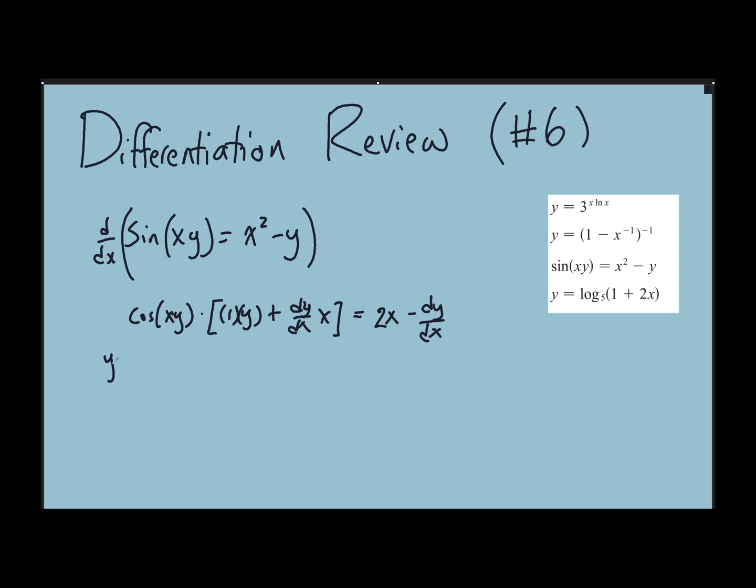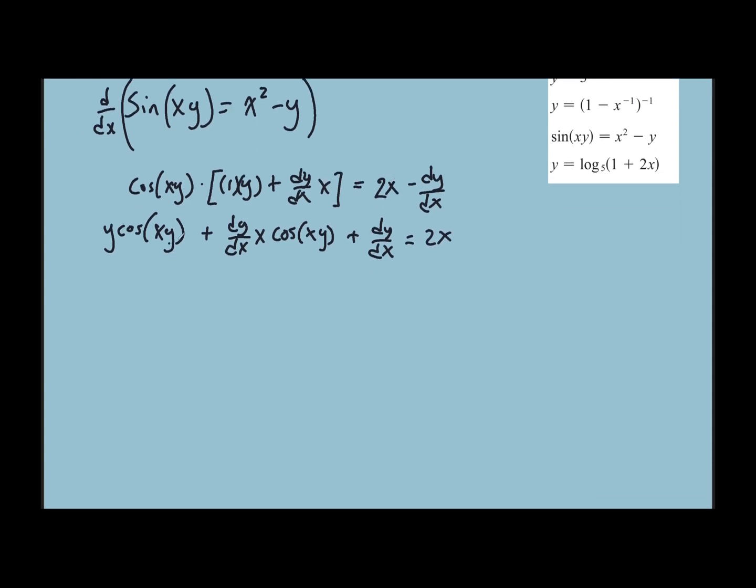So we get y cosine xy. See, we don't really care. We just need to know how to do the steps. Plus dy dx x cosine xy plus dy dx equals 2x. I moved that over at the same time. Let's move the other one over.